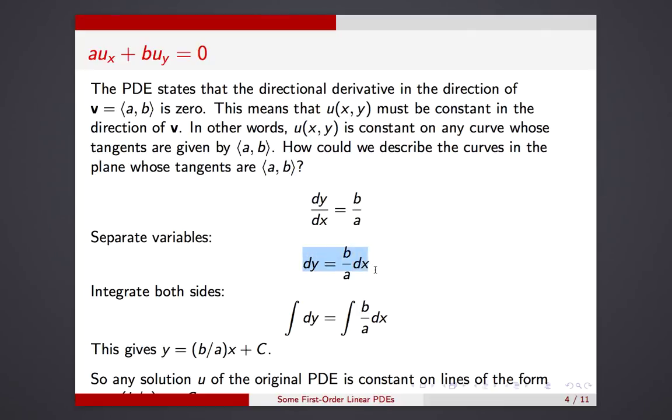So you treat it like a fraction, which means you can shift that dx over here, and then you can integrate both sides. So you're integrating a 1 over here, and integrating the number b over a here, and the integration itself gives you that y is (b/a)x plus c. Okay, so these are the curves in the xy plane that go in the direction of this vector v, (a,b). So these are the curves in the xy plane where u must be constant. Right? u is constant on anything that's moving in the direction of (a,b).